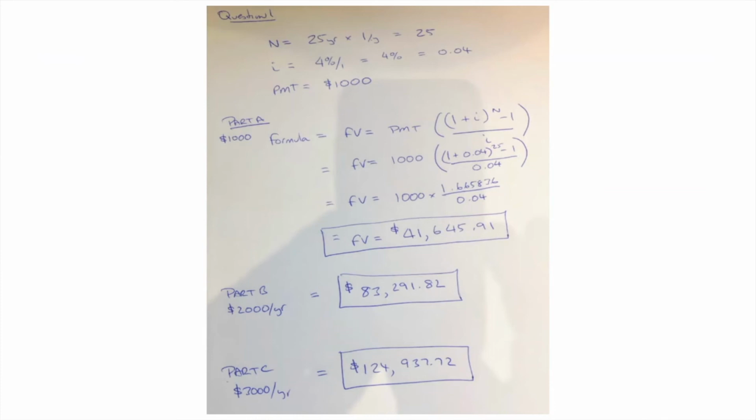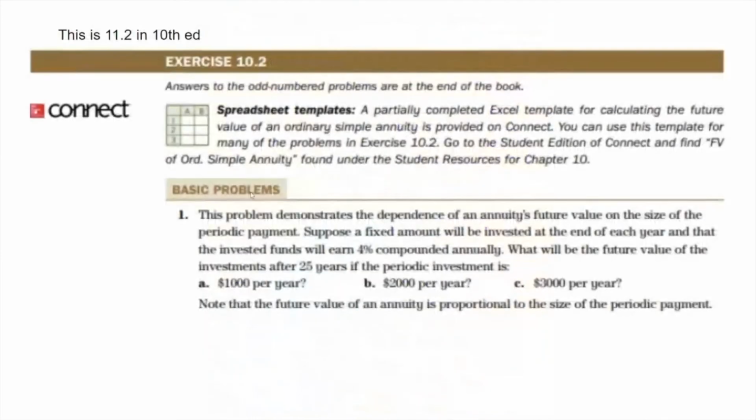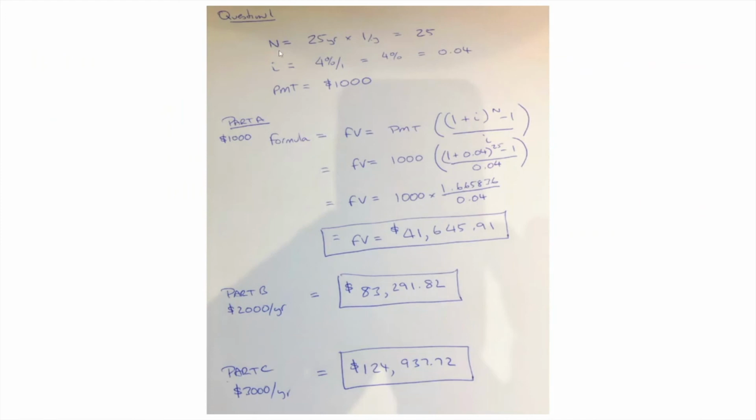So question 1 is asking us to calculate the total value after 25 years. What's the value of the investment after 25 years, assuming $1,000 is put in a year, and assuming 4% compounded annually? We need to get the numbers straightened away first. The N, the total number of compounds, is 25 years times 1 per year, which is 25 compounds. The I is 4% divided by 1 compounding period per year, that's 4%, which is 0.04, and the payment is 1,000.